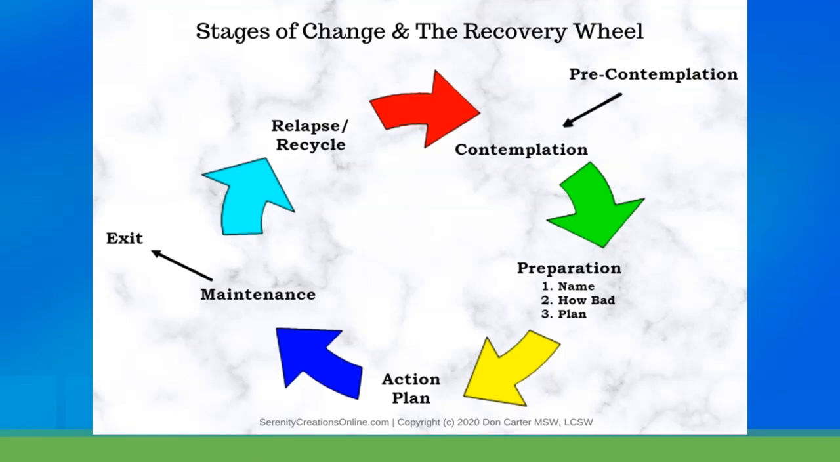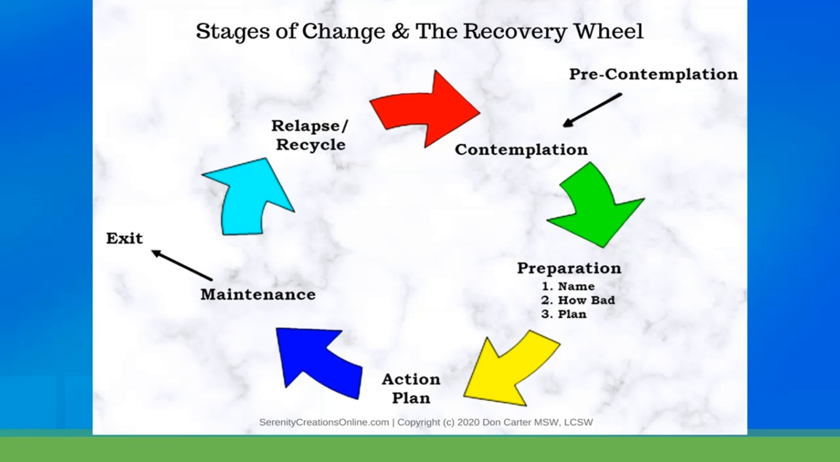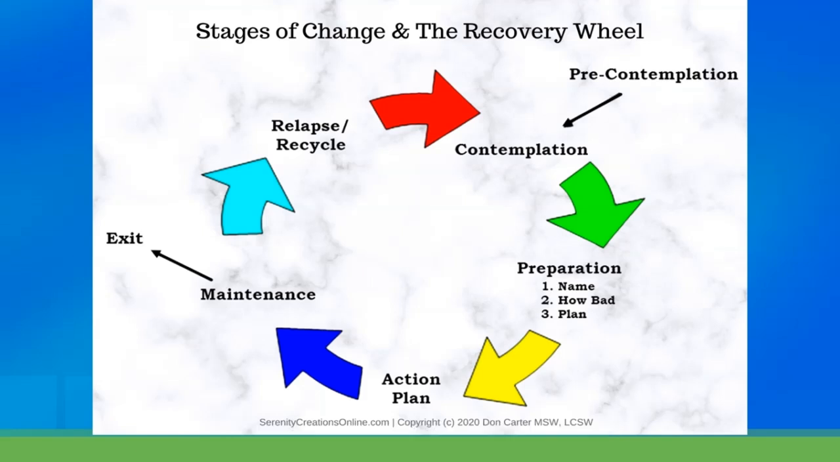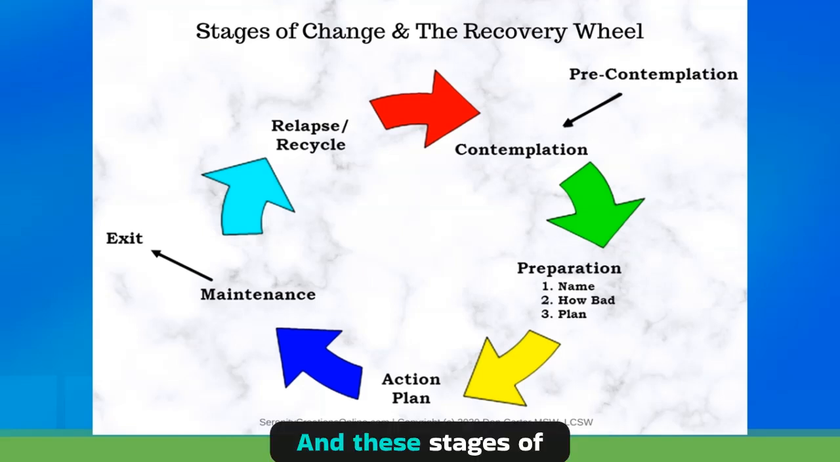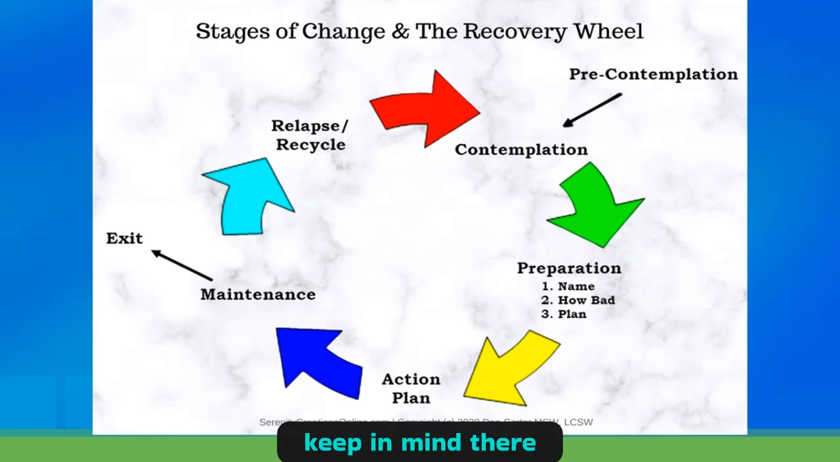This time, what do I do about not staying in recovery? What's the problem here? The problem may be that, okay, I stayed away from drinking and I've abstained, but I haven't gone to any meetings, or I haven't gone to enough meetings, or I haven't done the counseling, or I haven't done the follow-up and the aftercare. So all those kinds of things can happen even in recovery. And these stages of change fit really well with addictions, but they fit with any kind of problematic behavior. So there's something to keep in mind there.